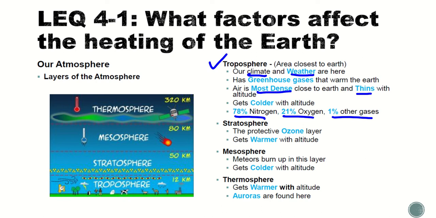The second layer closest to the earth is called the stratosphere. This is where your protective ozone layer is. The ozone absorbs UV radiation from the sun. Because of this, it gets warmer with altitude instead of colder. It just gets warmer as you go higher.